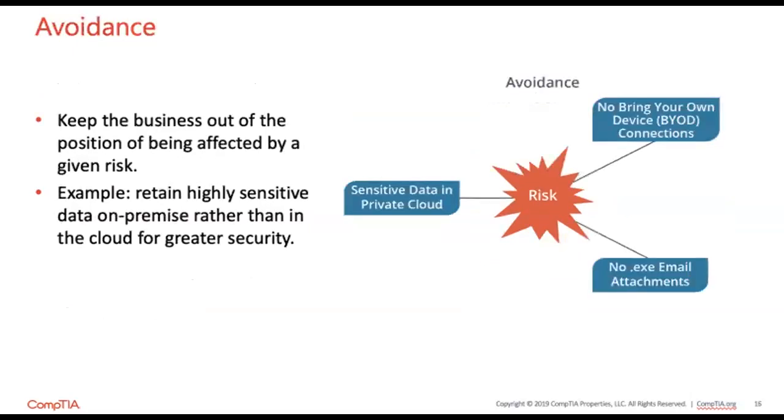Now we're looking at avoidance. So avoidance is all about keeping the business out of a position that can be affected by the risk. So an example of that is retaining highly sensitive data on premise rather than in the cloud for greater security. So you have to be able to weigh the pros and cons of everything that you're buying at the moment.